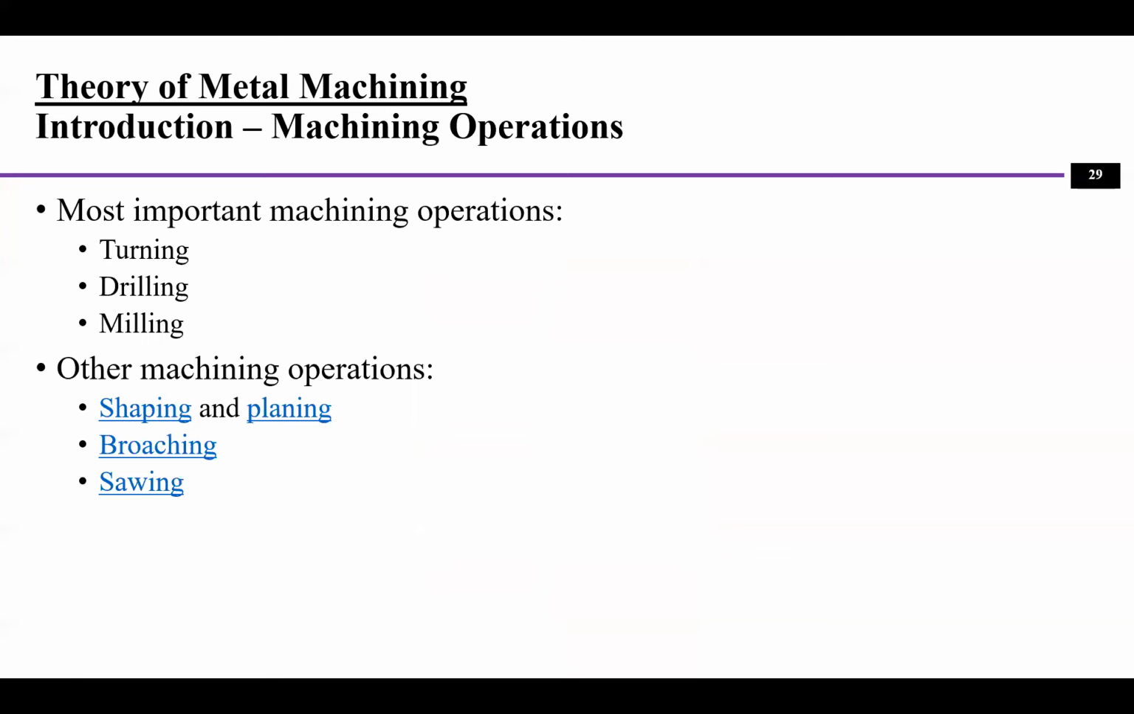Some of the most important machining operations are turning, drilling, and milling. I would assume most of you are already familiar with these processes, but we'll look into some other aspects of those later. Some other machining operations include shaping, planing, broaching, and sawing. These are the videos. Please stop and watch the video first, and then we can go on.